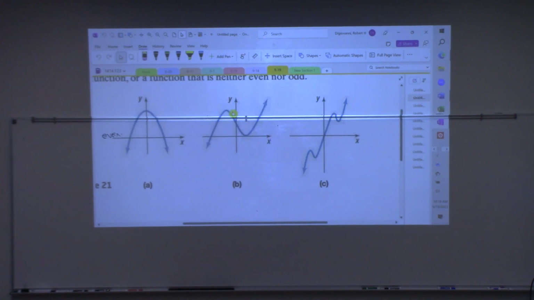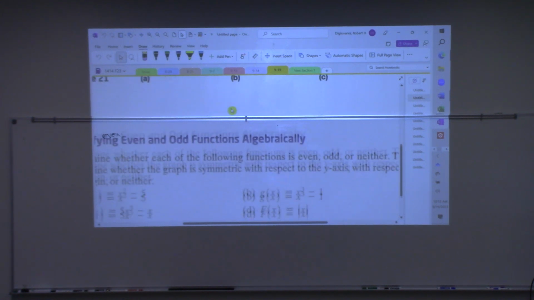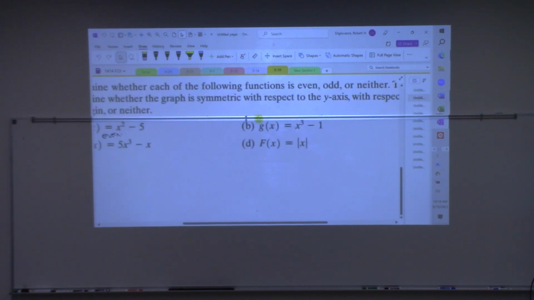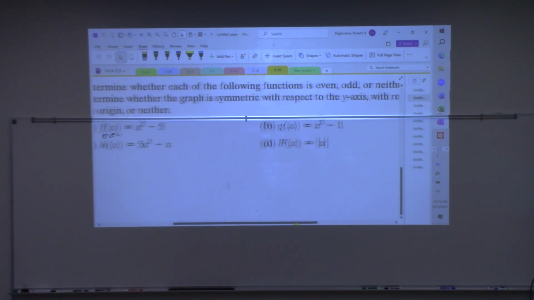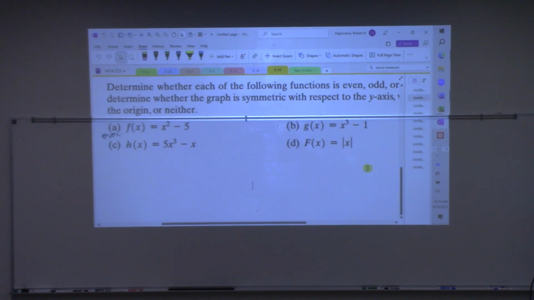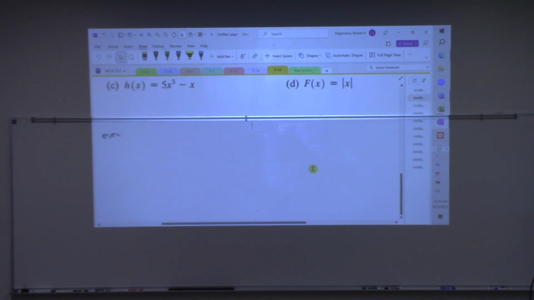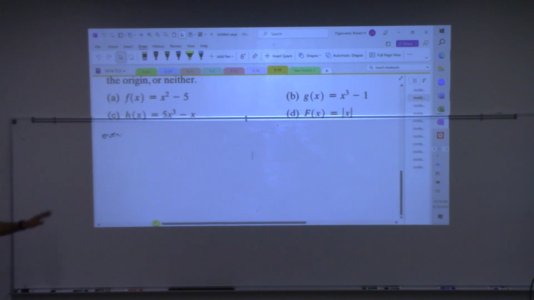Okay, can we continue? Even odd, you got it? Most students can handle the even odd idea visually, but how about algebraically? So what we're going to look at now are some functions where we don't have the pictures, and we have to determine whether or not they're even or odd just by looking at the functions. So I'm going to put it way up there, but I'll do the work on the board.